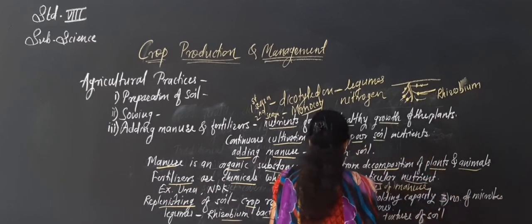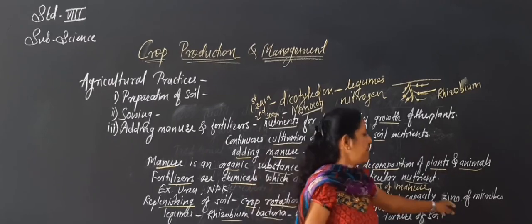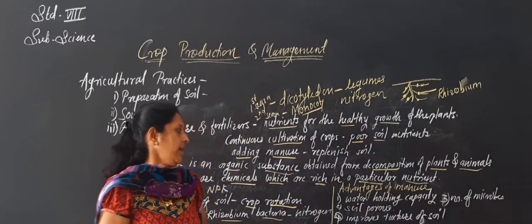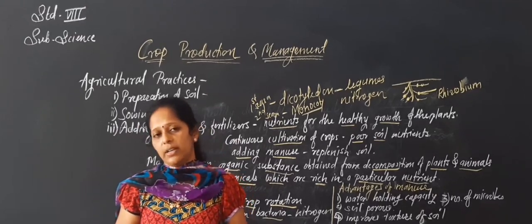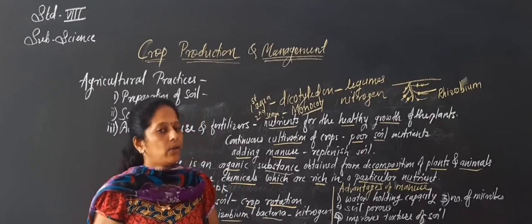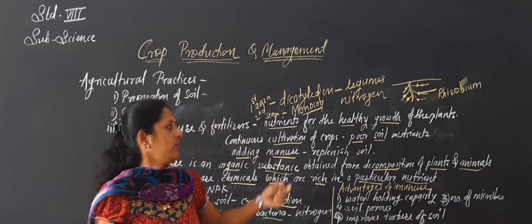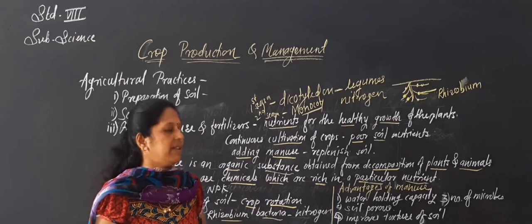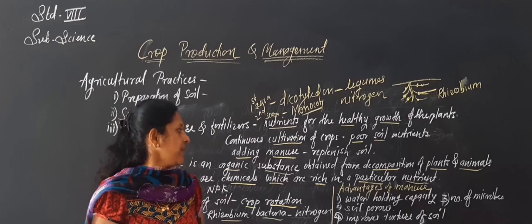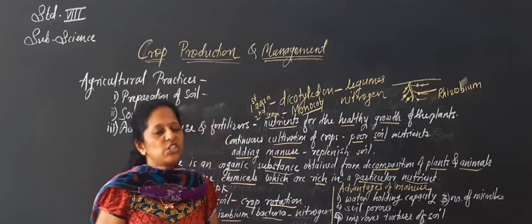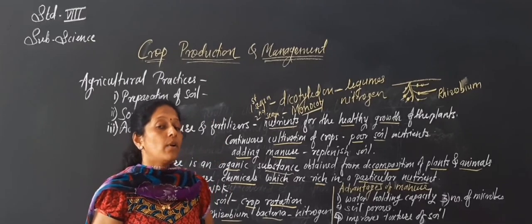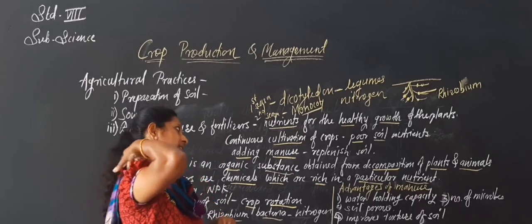So that is the third one, and this is the fourth one. Third one, the number of microbes in the soil will increase, and the fourth one, it improves the texture of the soil. So these are the advantages of manures. The number of microbes increases, and manures are prepared from the decomposition of plants and animals, so more microbes are present. It also improves the texture of the soil, which is necessary for proper growth and proper yield production of the crop. It is very much necessary.